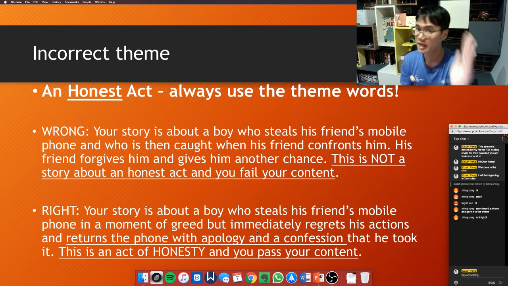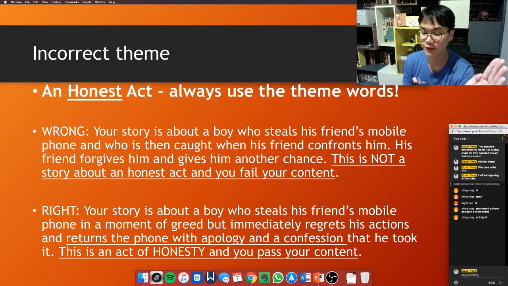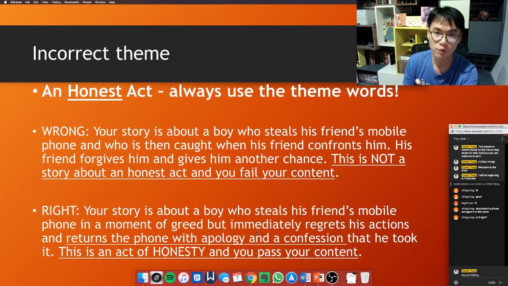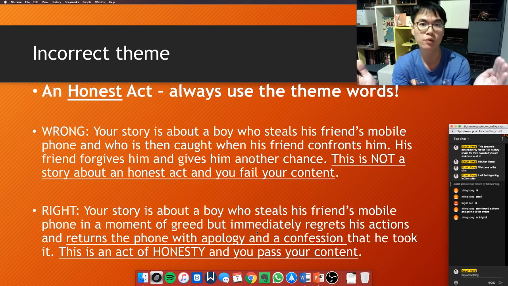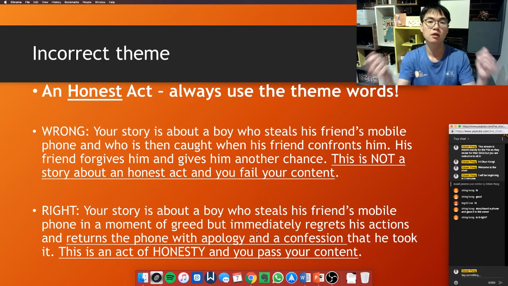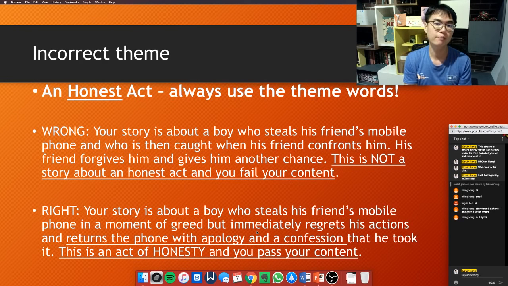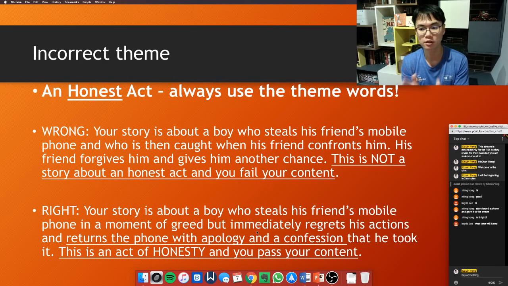So be careful that you don't write an incorrect theme. That is a very big problem when it comes to composition writing. Good writers struggle with this. Bad writers struggle with this. It's a problem for everyone. Read the theme, look at the picture and follow the theme and the picture in your writing.